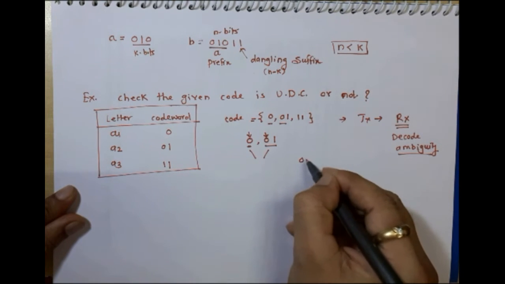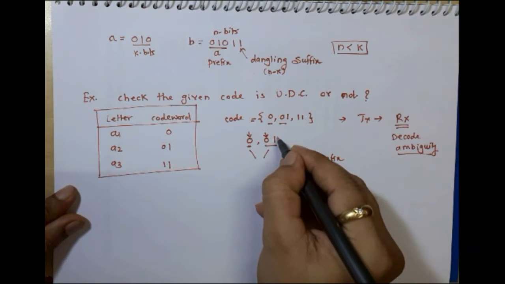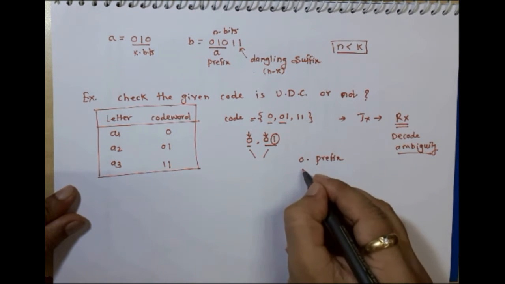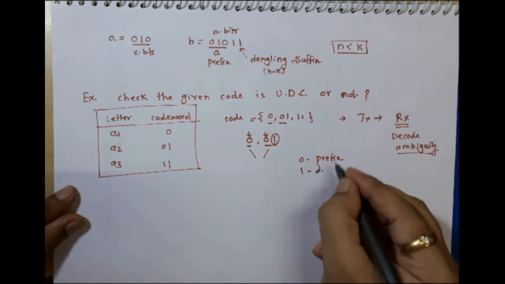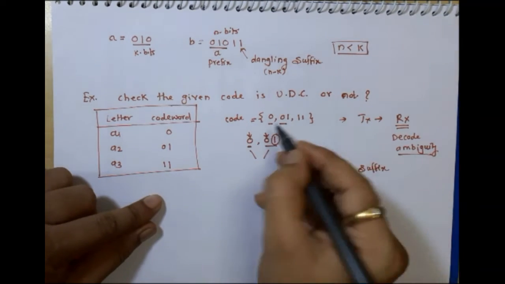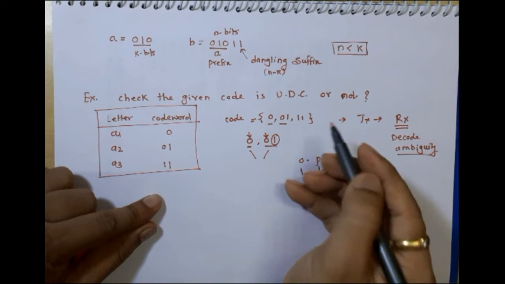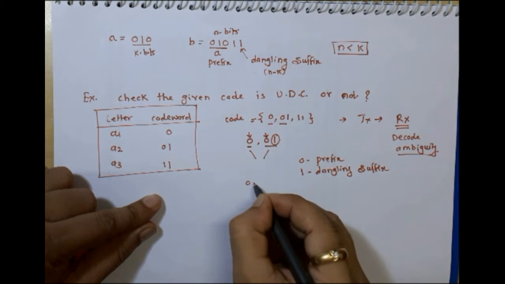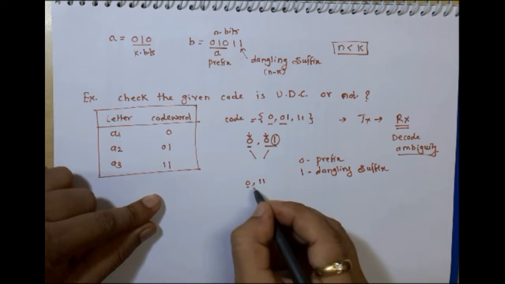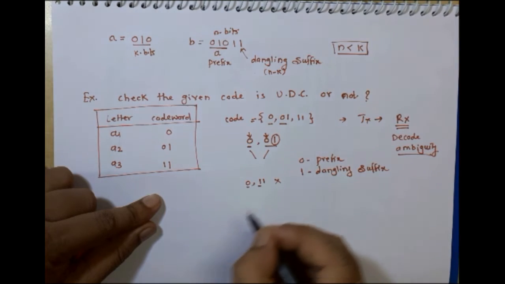So 0 is prefix, whereas the one bit which is remaining, that is 1. So 1 is dangling suffix. So we can have a code again. Then again you compare the 0 with 1 1. If you compare 0 with 1 1, there is no prefix bit in it. So this case is not possible.